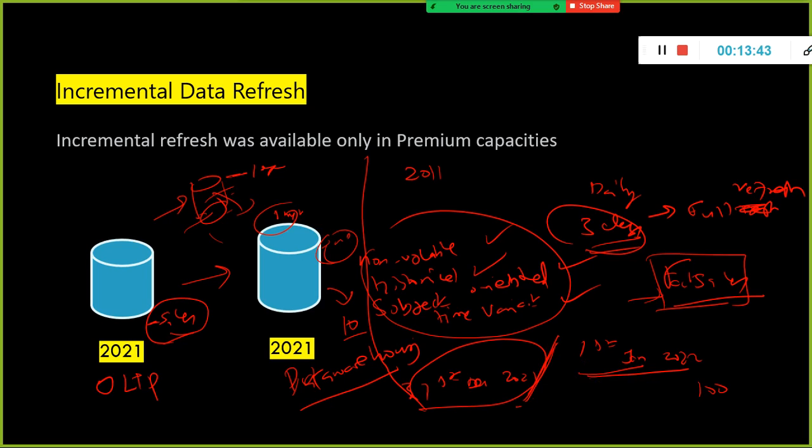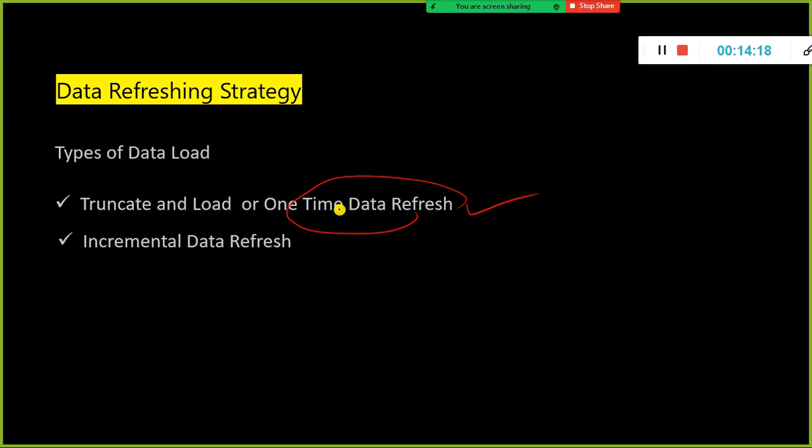The incremental refresh was available only in premium capacities in the previous version of Power BI. But from February 2020 onwards, I think, it is supported in the Pro license also. If you have bought the Pro license, you can still enable the incremental refresh. Incremental refresh is nothing but incremental data loading. So now you understood the difference between one-time data refresh and incremental data refresh.